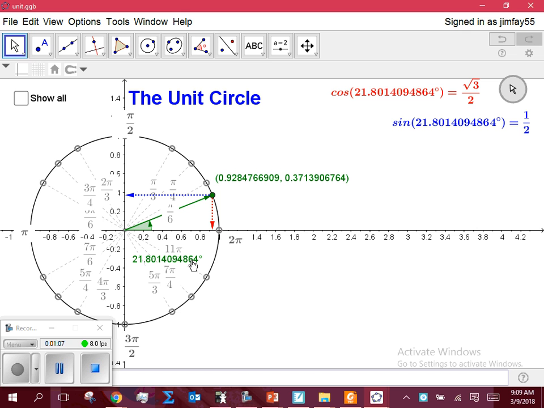So in maybe a geometry aspect, we can say that every single right triangle with a 21.8014094864 degree angle, the opposite side of that angle divided by the hypotenuse will always equate to 0.3713906764. Okay? Now, that's not something we really want to memorize, right? Like we memorize with a 30-degree angle, the opposite side divided by the hypotenuse is always going to be n divided by 2n, or 1 over 2.